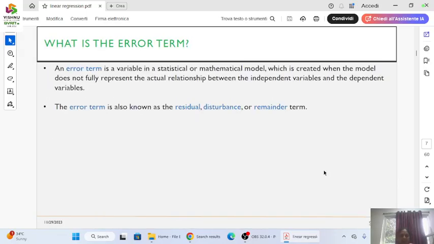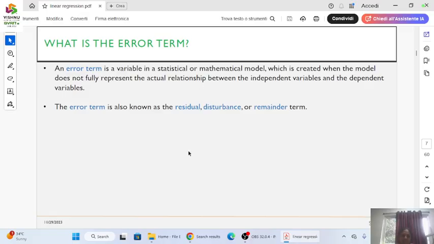Now here is another term we are going to add, because when we saw the formula we also saw e being added. This is the error term in a statistical or mathematical law, which arises when the model does not fully represent the actual relationship between the independent variables and the dependent variable.